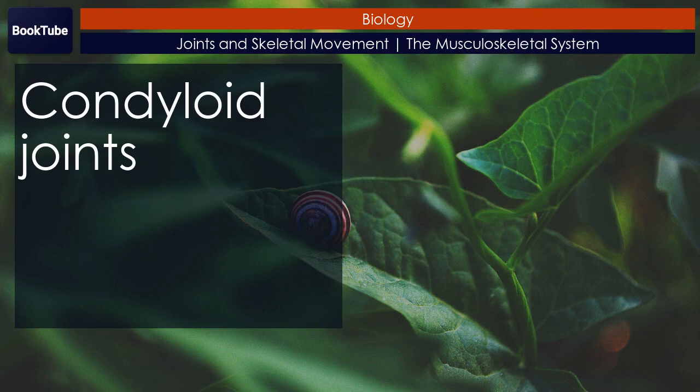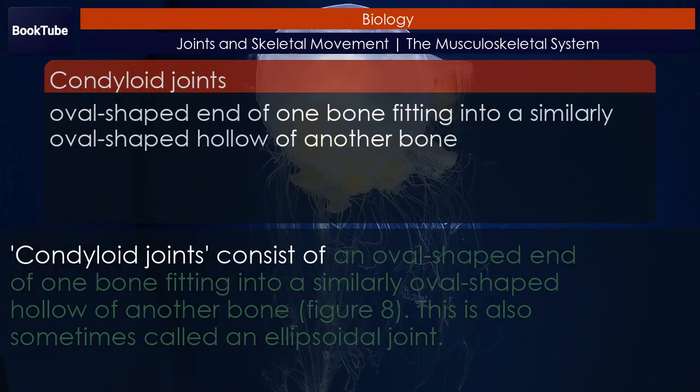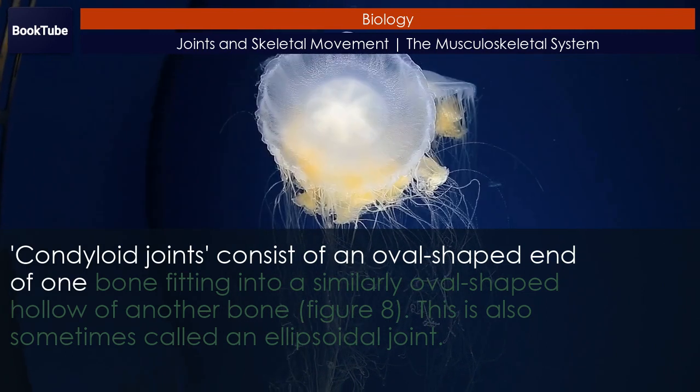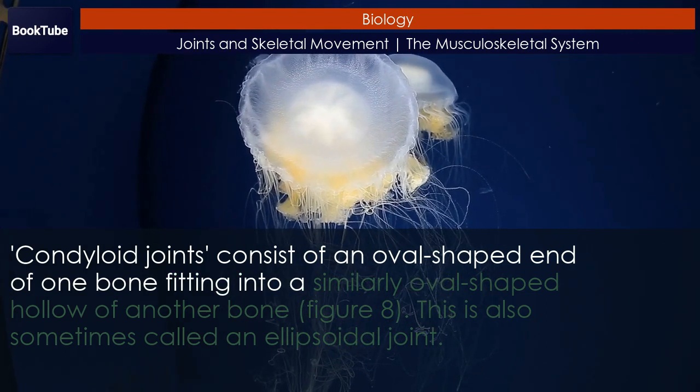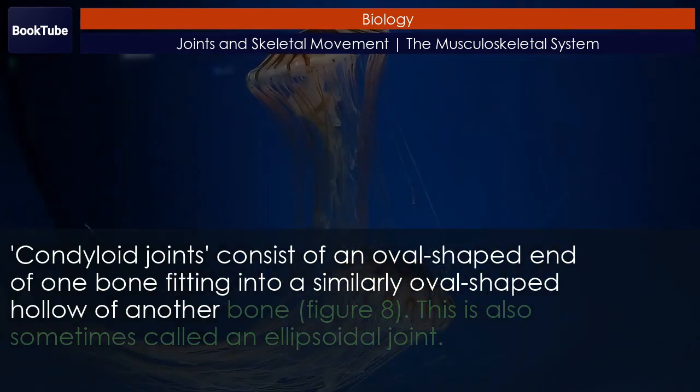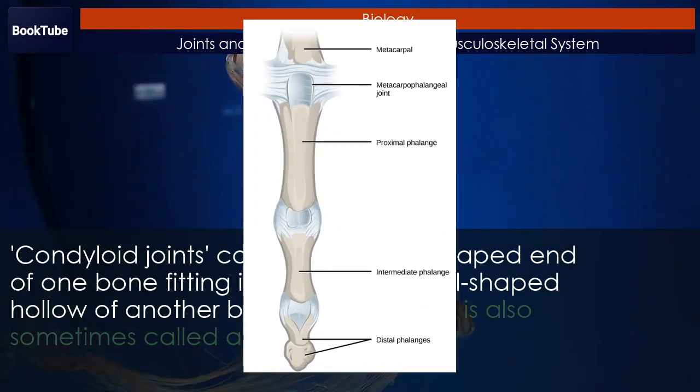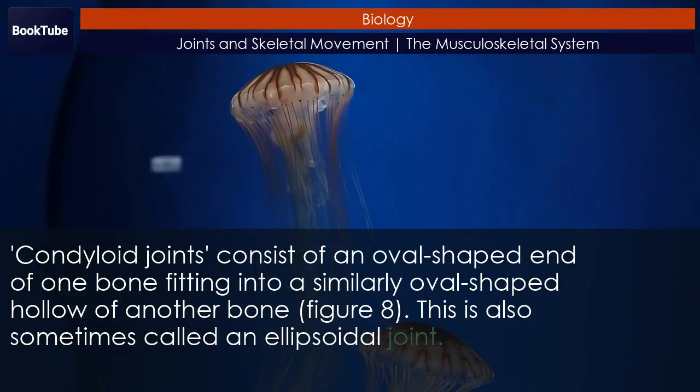Condyloid joints. Condyloid joints consist of an oval-shaped end of one bone fitting into a similarly oval-shaped hollow of another bone. Figure 8. This is also sometimes called an ellipsoidal joint.